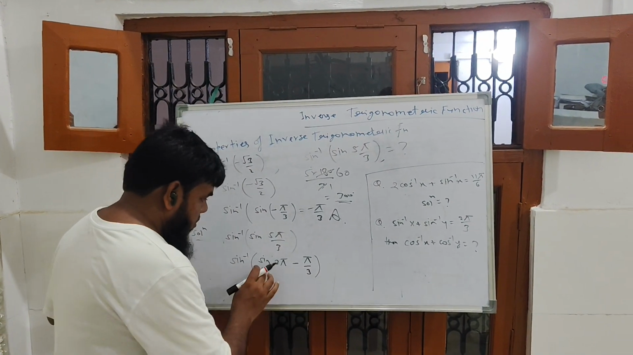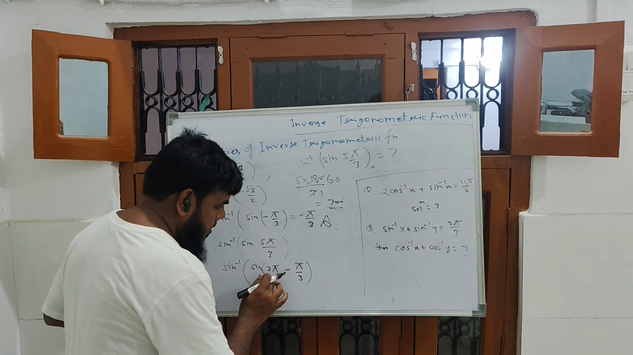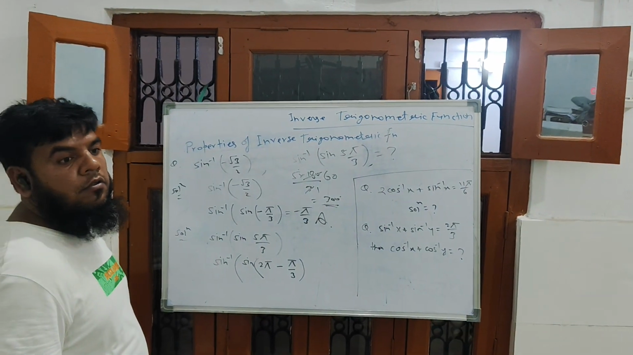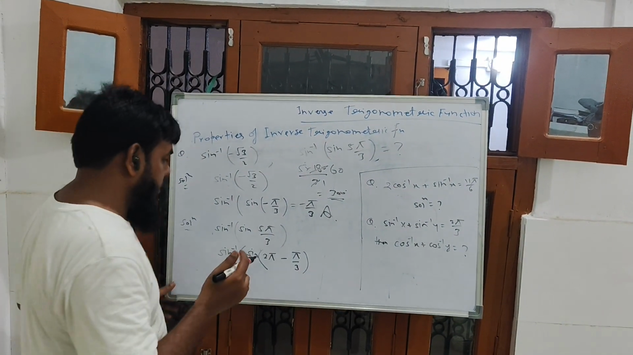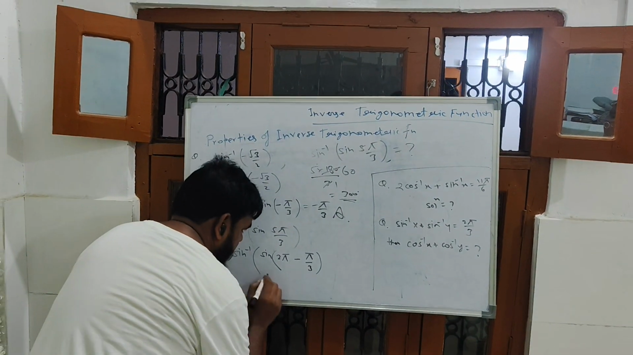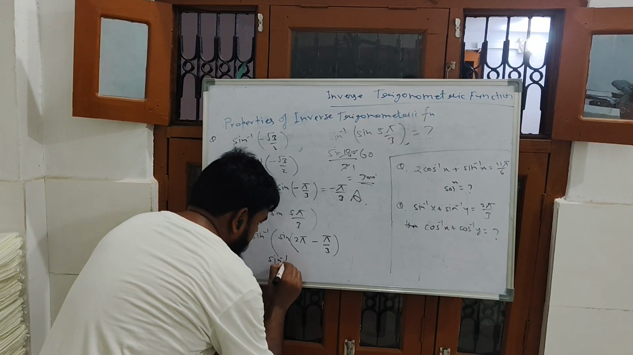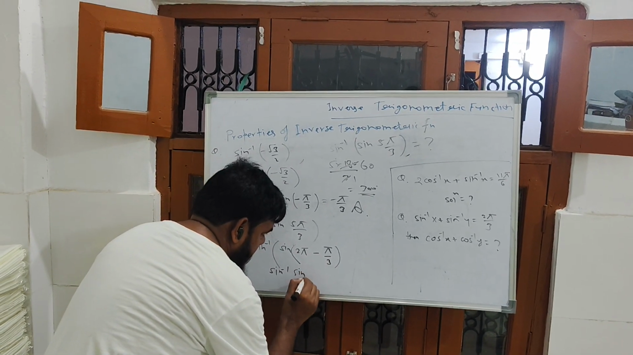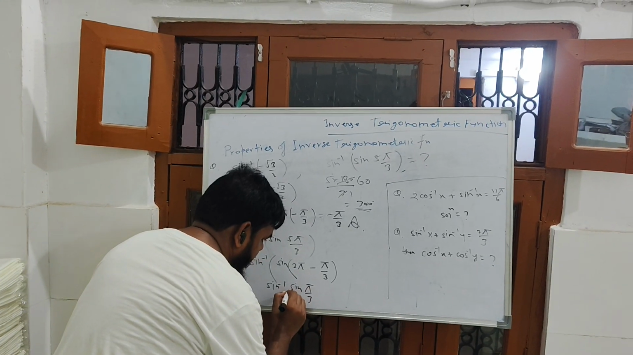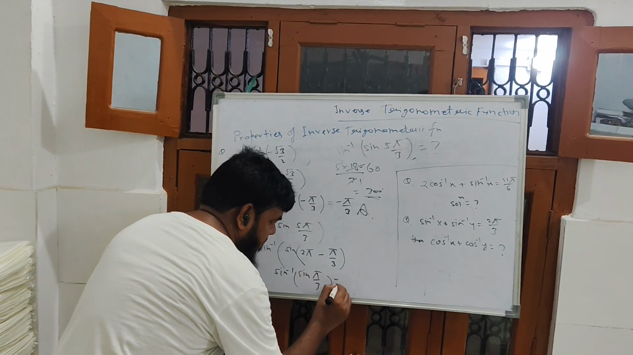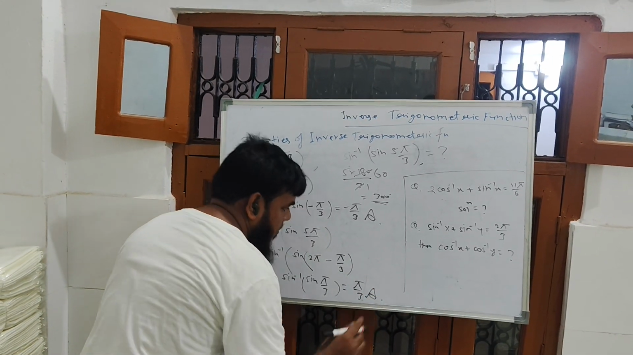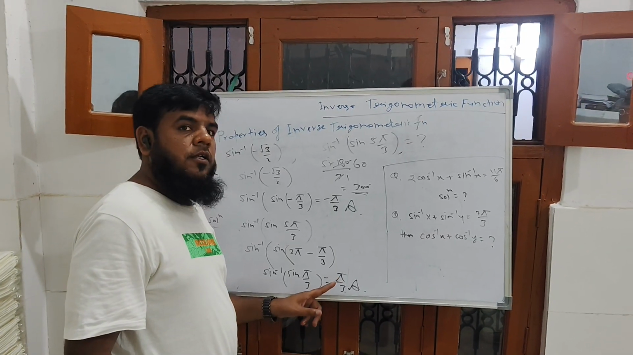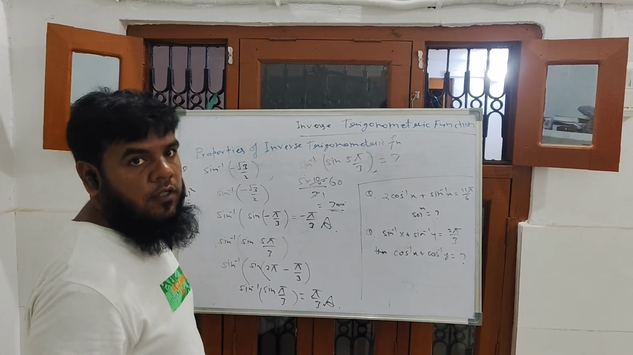So sine of 2 pi minus theta equals what? Sine of 2 pi minus theta equals minus sine theta. Sine inverse and sine cancel out, and pi by 3 is the correct answer, because it lies between minus pi by 2 and pi by 2. I hope you are getting it.